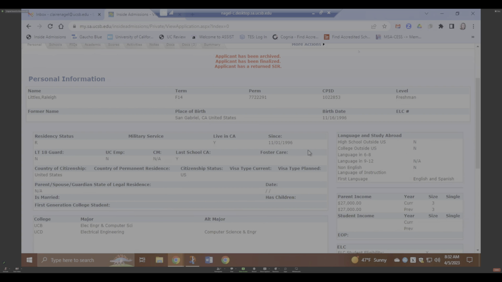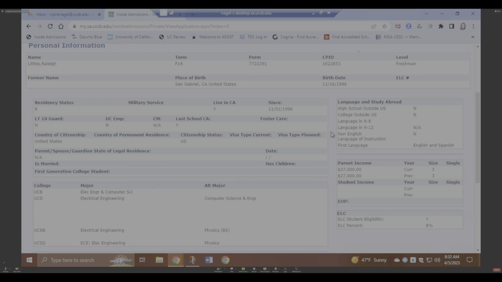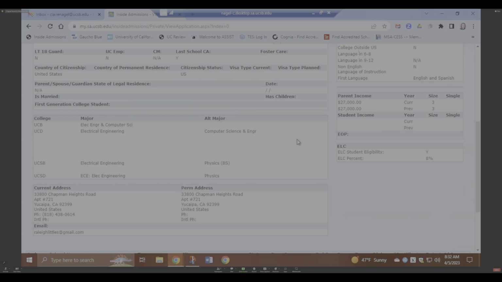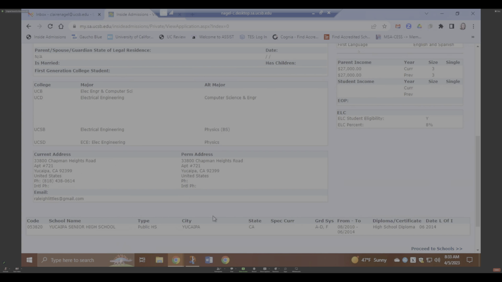So on the personal tab, there's just all of your personal information: name, birth date, the place that you were born, etc. There's some information about language, a little bit about parents, all of the UCs to which you applied, and the different majors and alt majors, if any, and then your address and, of course, your high school. And the dates of attendance. It says you got a regular high school diploma.